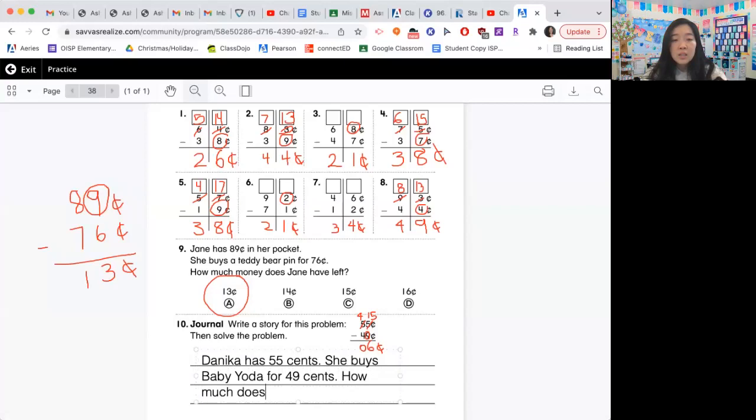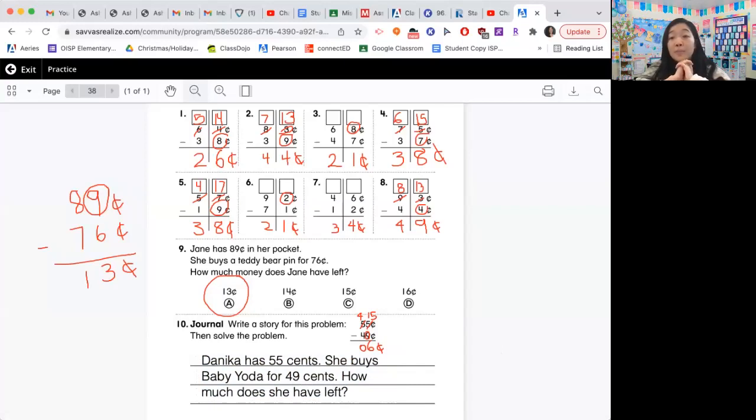Okay, so you guys can write whatever you want. You do not need to copy mine. You can say, Eva has 55 cents. She buys Among Us Poppets for 49 cents. How much does she have left?